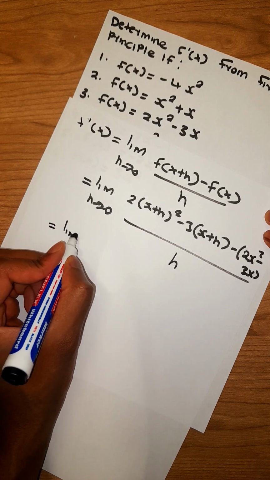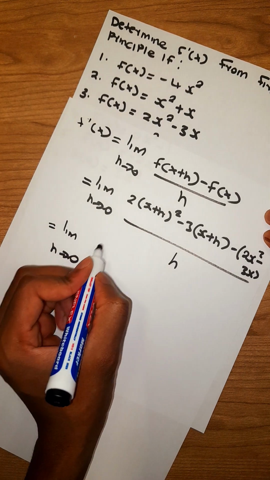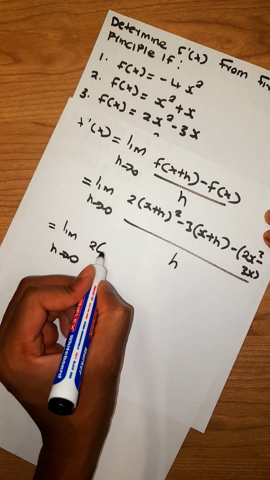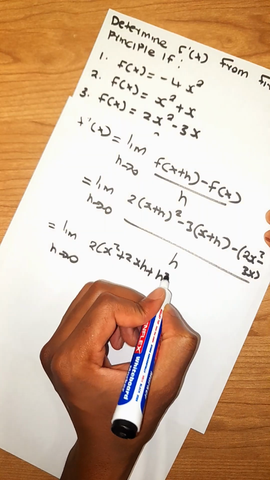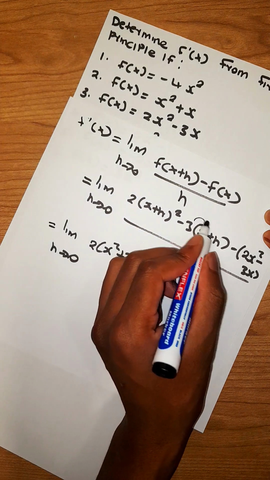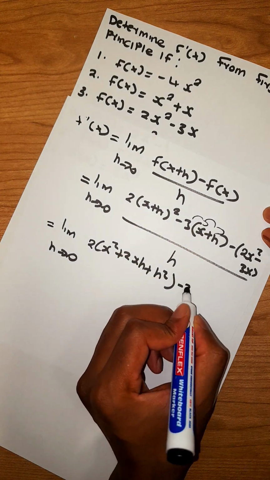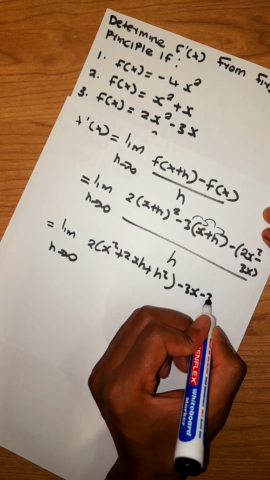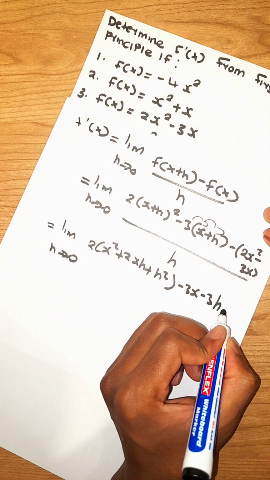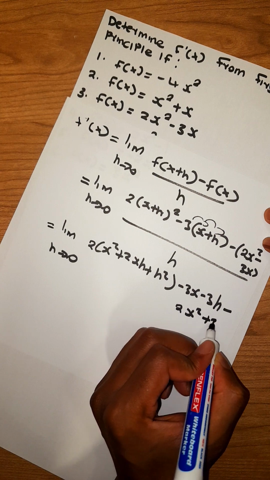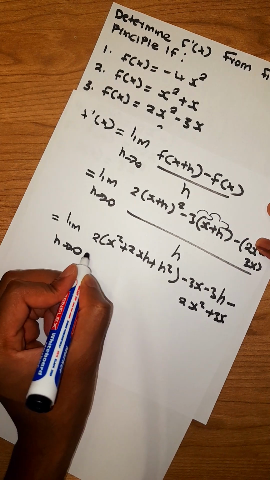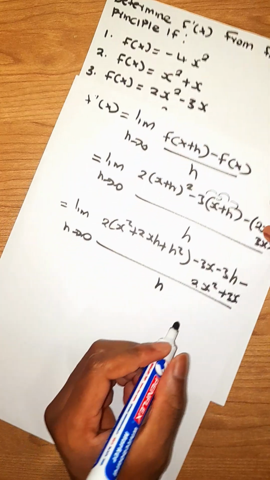Now the limit as h approaches 0 is going to be 2 times x squared plus 2xh plus h squared, minus, you times this out, you're going to have minus 3x minus 3h, minus 2x squared plus 3x, right? So you're going to divide this thing out by the value of h.